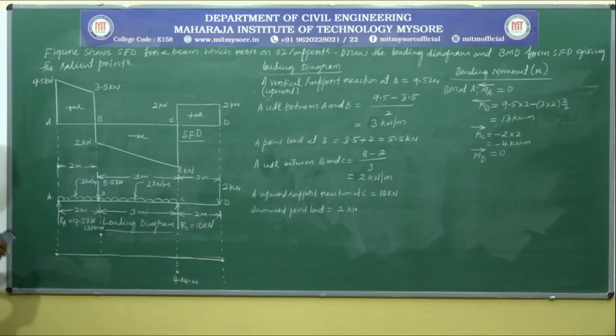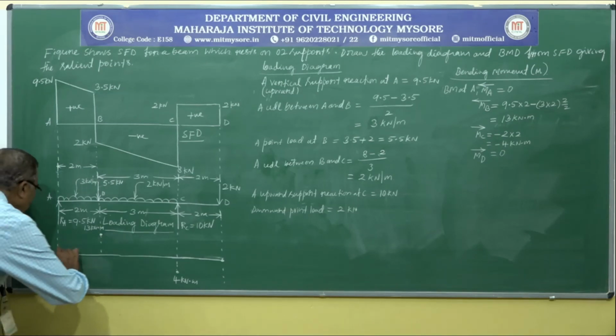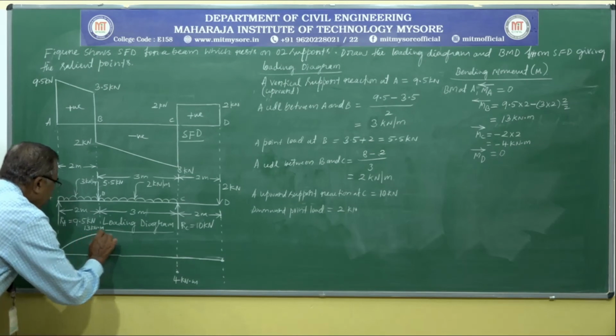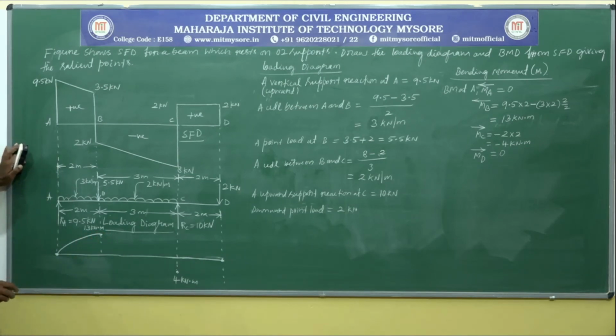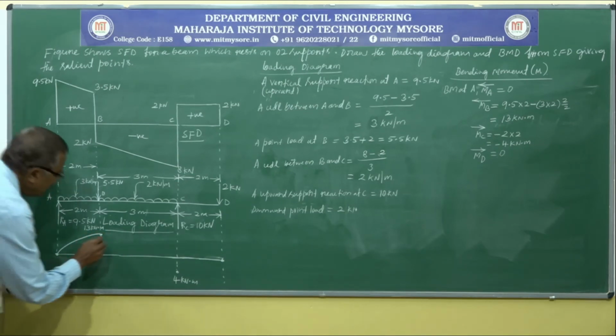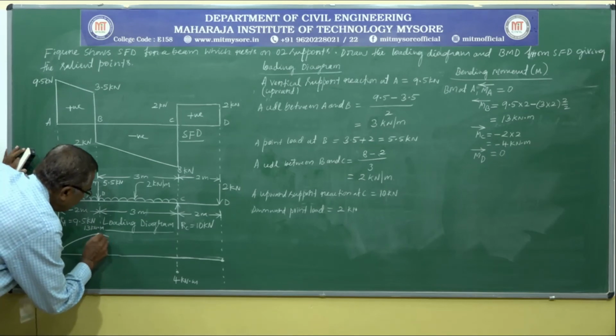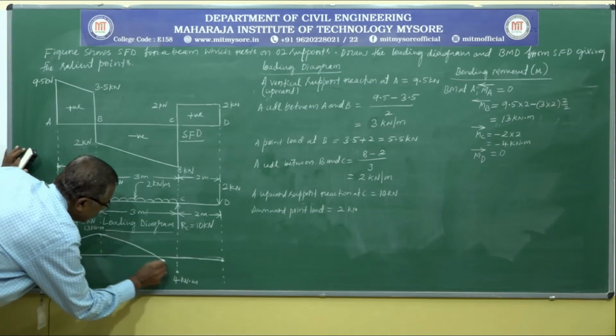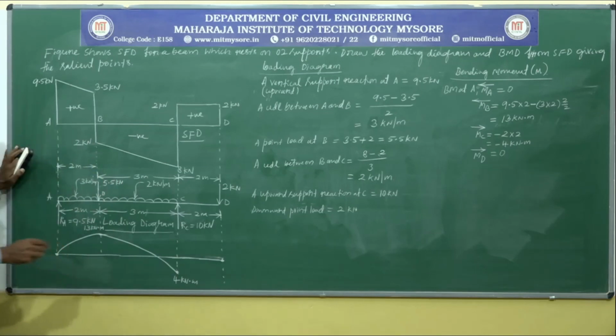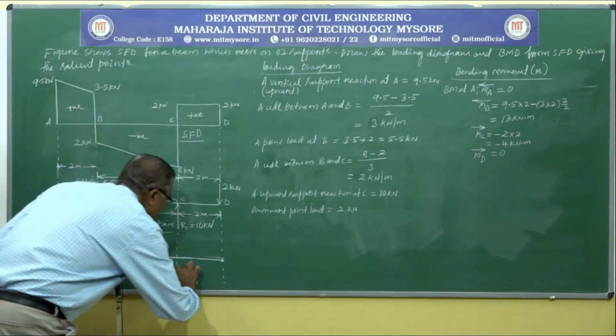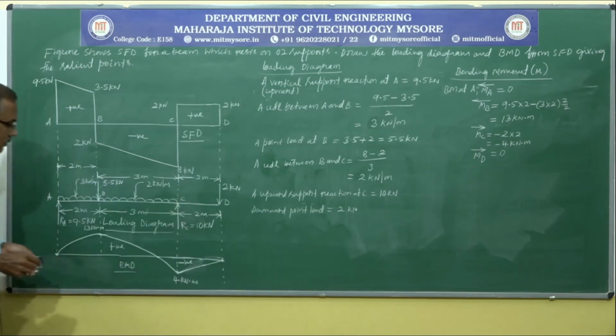So draw the bending moment diagram. Between A and B there is a uniformly distributed load, variation is a parabola. Again between B and C also there is uniformly distributed load. Here also the variation is parabola. C and D no load, variation will be a linear line.